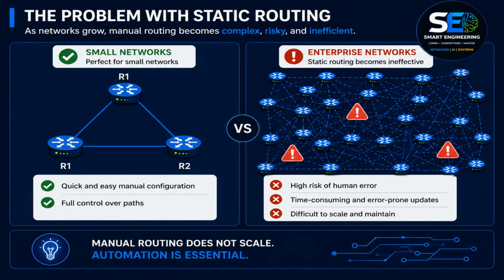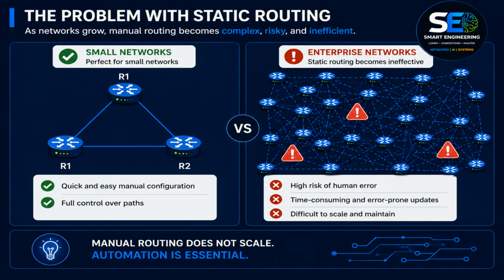In enterprise environments containing dozens or even hundreds of routers, manually configuring and maintaining routes becomes extremely complex. A single typing mistake can create serious communication problems across the network. Maintenance time also increases dramatically because every topology change requires manual updates on multiple routers.